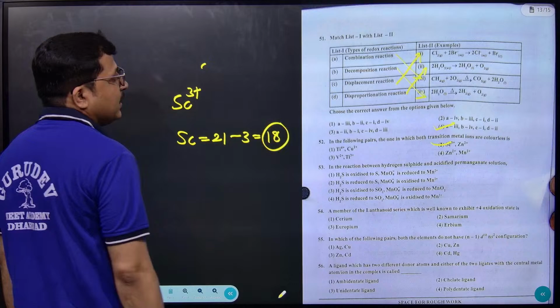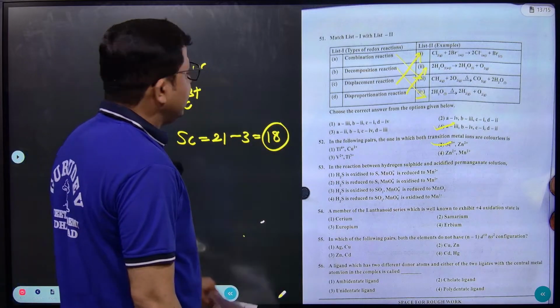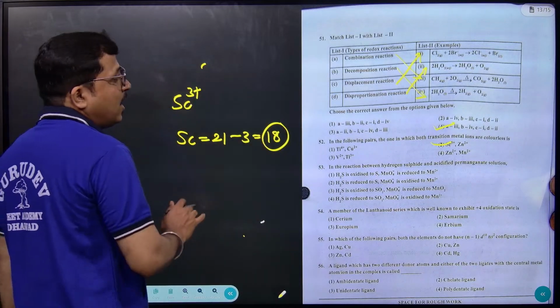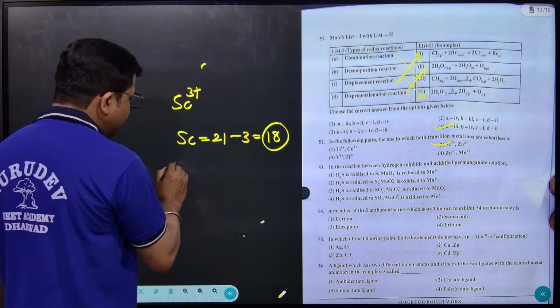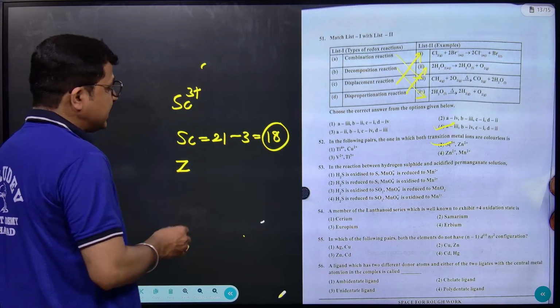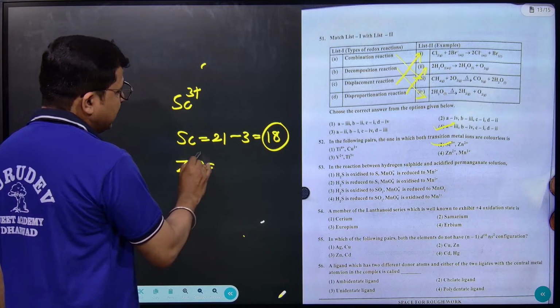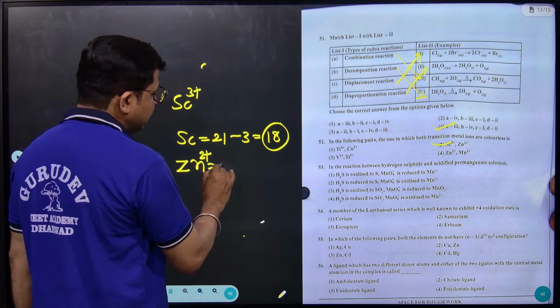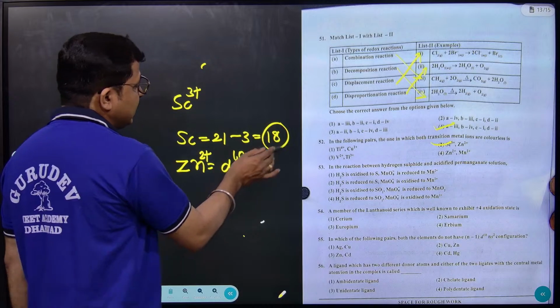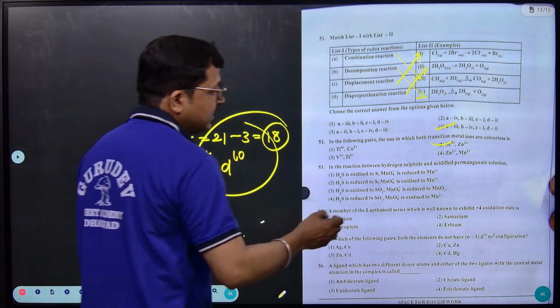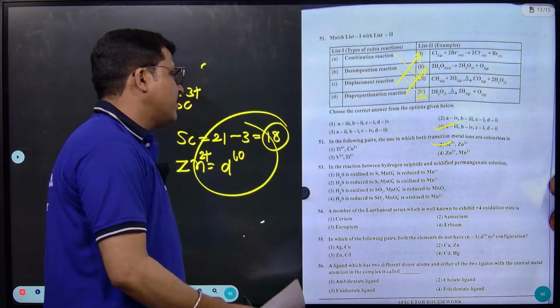Hence it does not form, there are no unpaired electrons in its outermost orbital, hence it forms a colorless compound. And Zn2+ in its ionic state will form a d10 configuration, hence there is no unpaired electron in its outermost orbital, hence this also forms a colorless compound.